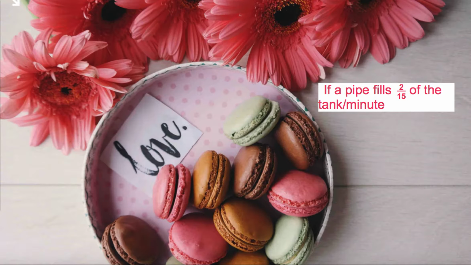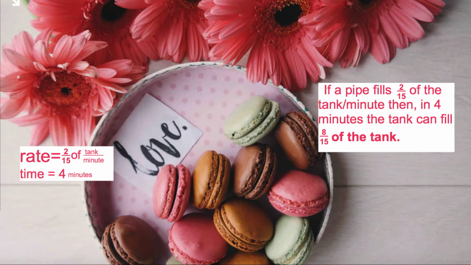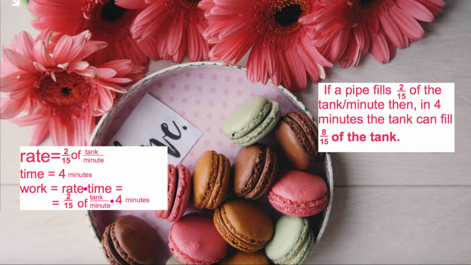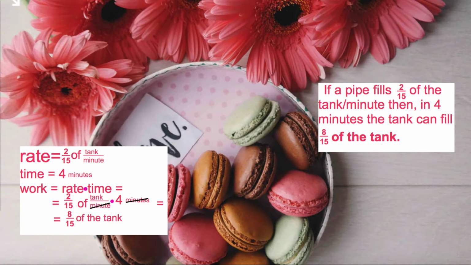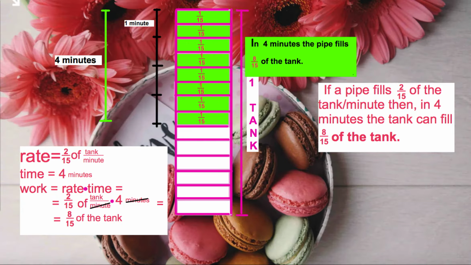If a pipe fills 2/15 of the tank per minute, then in 4 minutes the tank can fill 8/15 of the tank. Rate is equal to 2/15 of the tank per minute. Time is equal to 4 minutes. Work equals rate times time, or 2/15 of tank per minute times 4 minutes. Simplify: 8/15 of the tank. In 4 minutes, the pipe fills 8/15 of the tank.